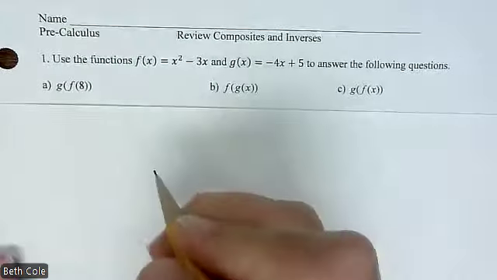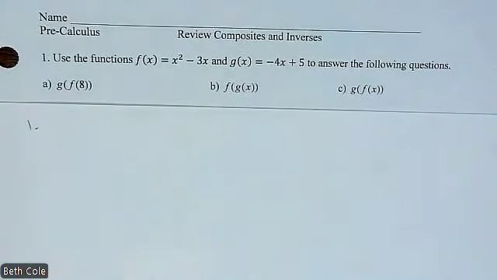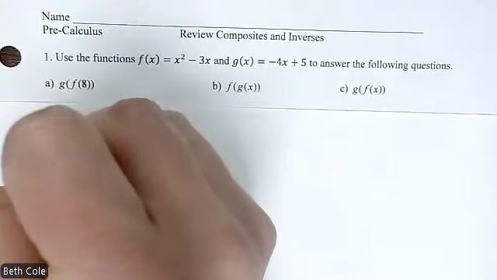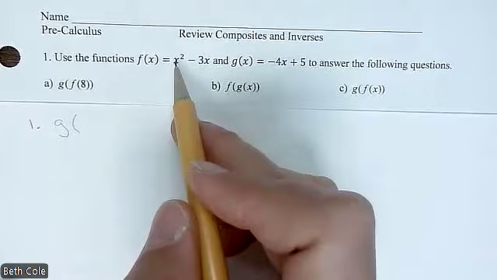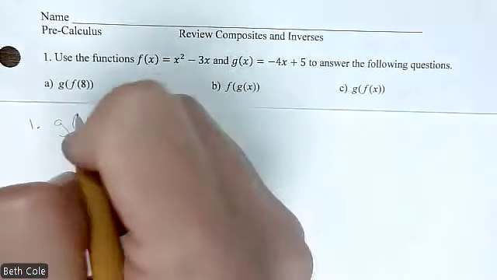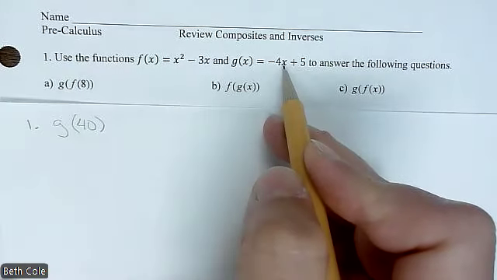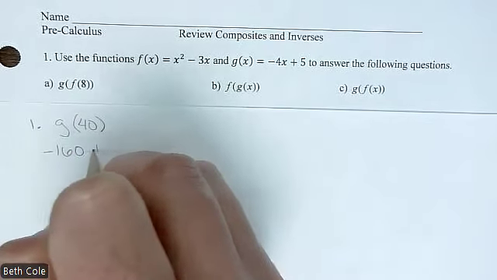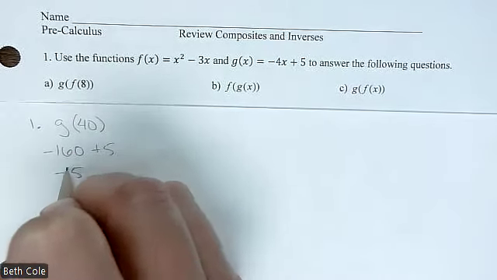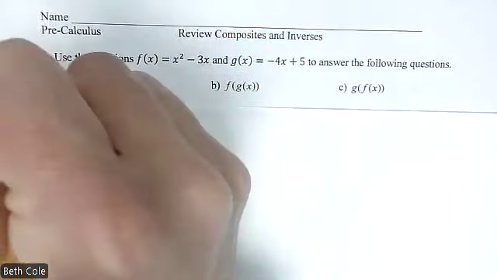All right, so I'm gonna write up the answers for number 1 so that you guys can check them. All right, so we're gonna plug 8 into F. What is that? 64 minus 24 would be 40. And then G of 40, negative 4 times 40 would be negative 160 plus 5. I got negative 155 for the first one. Is that right? Okay, cool. Okay, that was A.